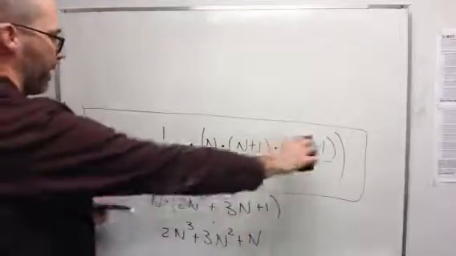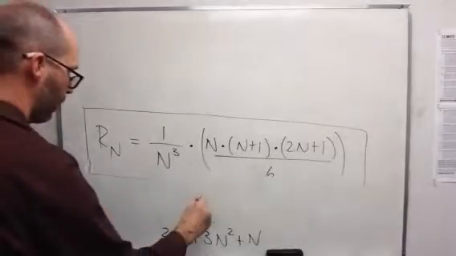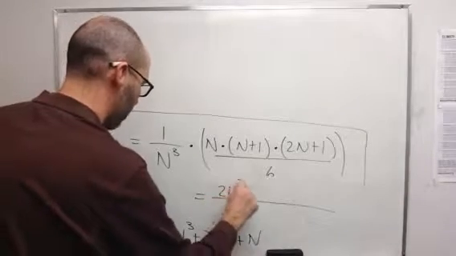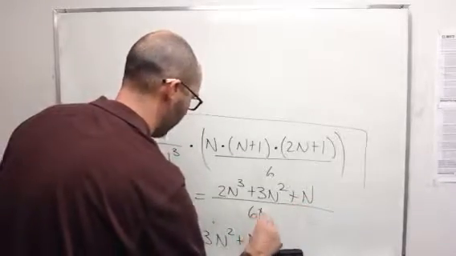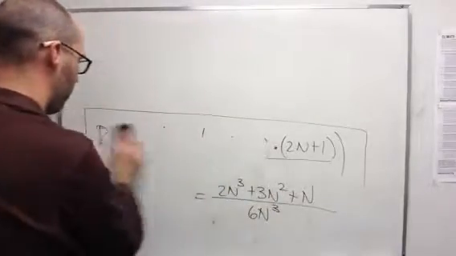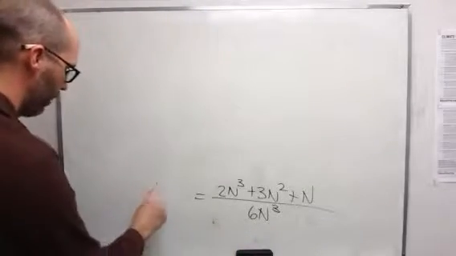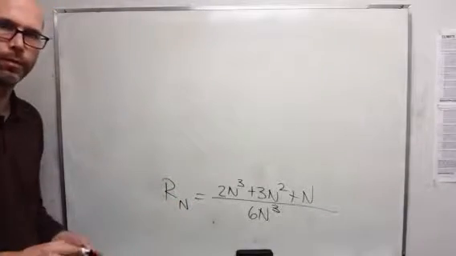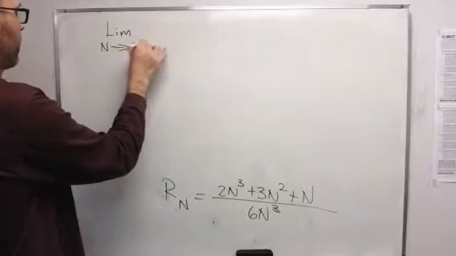Okay, so here I multiplied out the top. So this thing is 2n cubed plus 3n squared plus n all over 6n cubed. This is capital Rn. All right, now we take the limit as n gets huge.